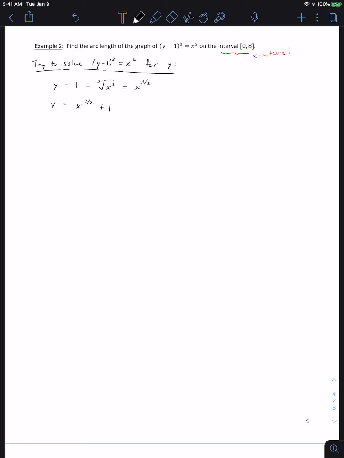And remember, what do we need for arc length? Our arc length formula is 1 plus the derivative squared underneath the square root, right? So now we need to find dy dx. We need to find the derivative, right? So dy dx, I take the derivative here, I get 3/2 x to the 1/2, right? Which doesn't seem right. Let me check what I'm doing here.